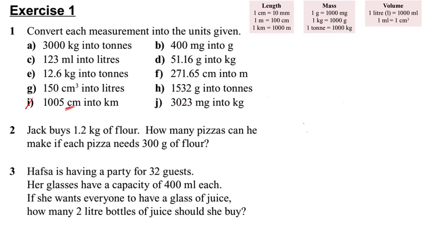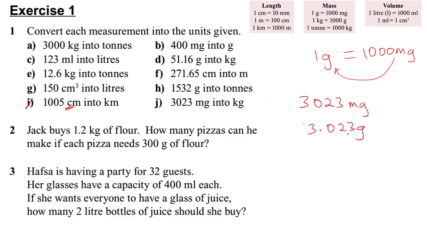So changing milligrams to grams first. Let's do that first. Okay, so I've got 1 gram equals 1,000 milligrams. So if I'm changing from milligrams to grams, I'm going to divide by 1,000. Okay. So here I've got that. I need to divide that by 1,000. So that is milligrams. If you divide that by 1,000, you're going to end up with 3.023 grams. Okay. So I've divided this by 1,000 to give me that.